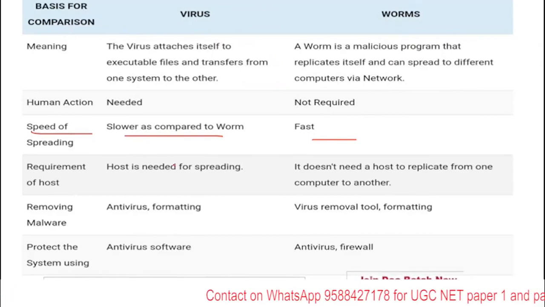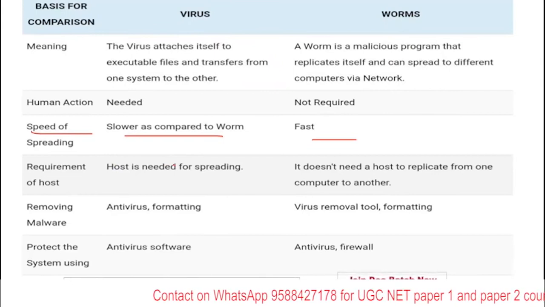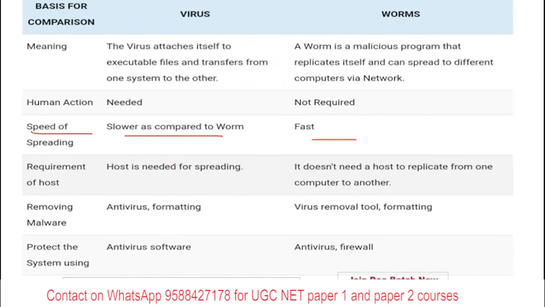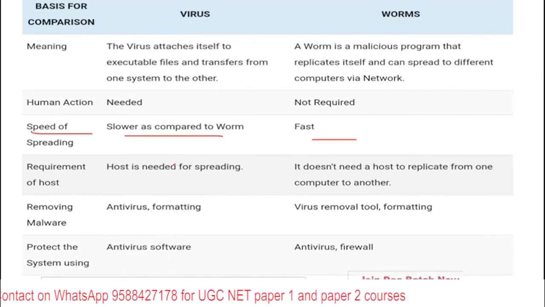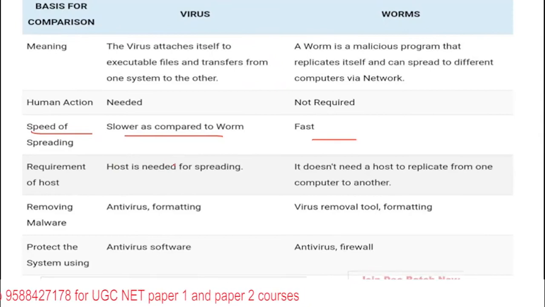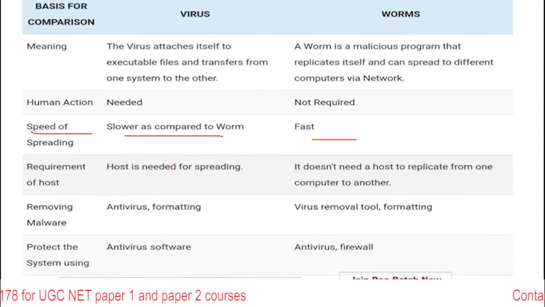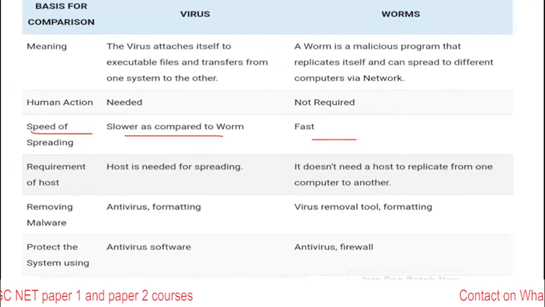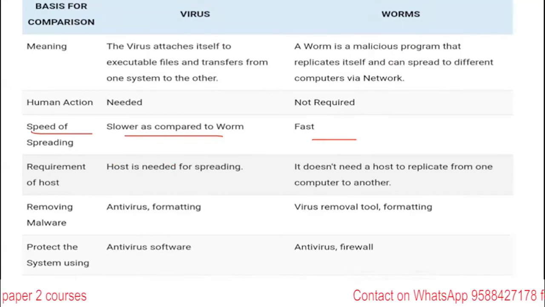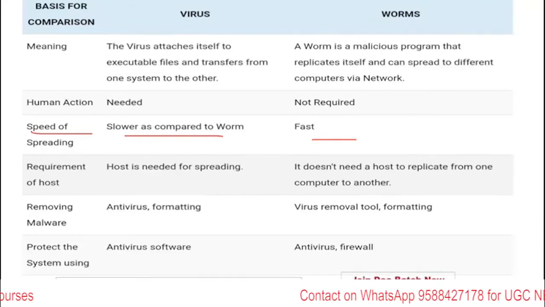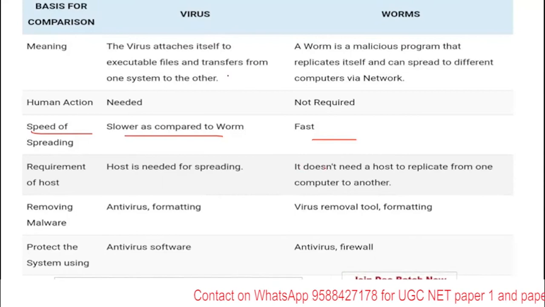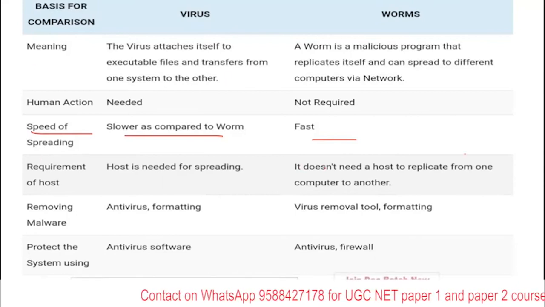Malware removal for viruses is in the form of antivirus and formatting, whereas for worms, a virus removal tool or formatting can also be the remedy. Protect the system using antivirus software, or you can use antivirus or a firewall. The consequences are that your files may get corrupted or erased, it consumes system resources, slows down, and can halt the system completely. So that is the difference between virus and worms.